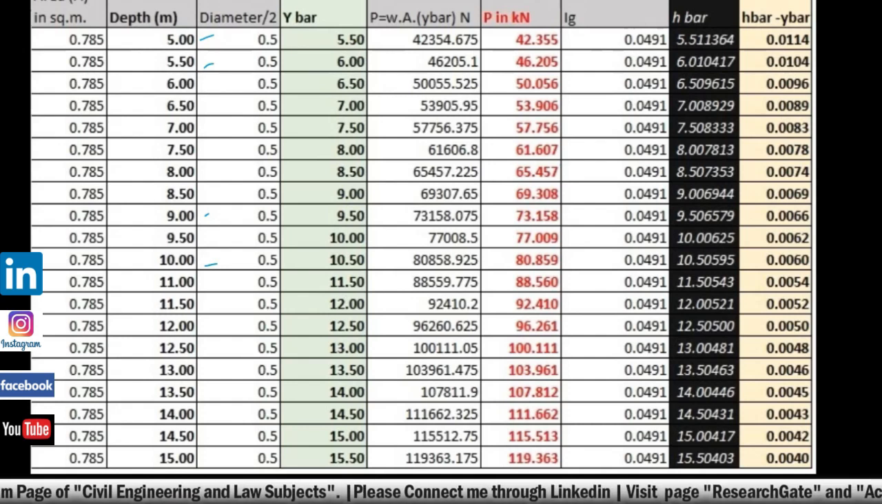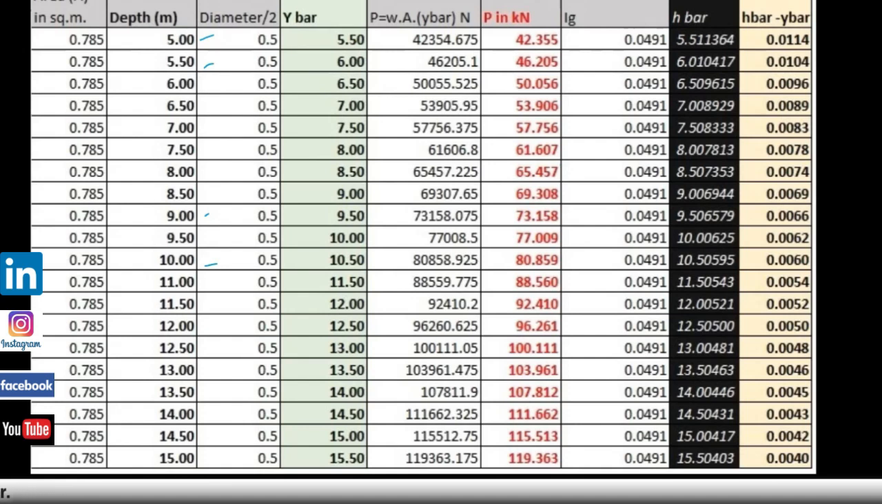Diameter upon 2 is 0.5, which will remain the same. So the depth of top edge is 5 meter plus 0.5, so Y bar is 5.5 here. Then P is equal to 42354.675, so P is 42.355 kilonewton. Ig remains constant here, and H bar corresponding to this Y bar is 5.511364.